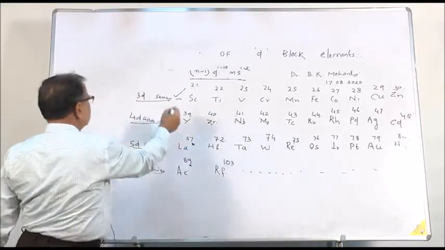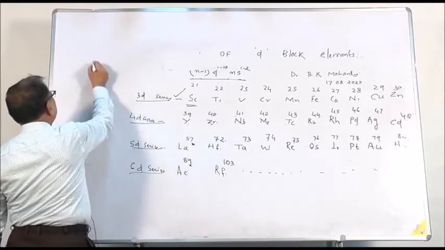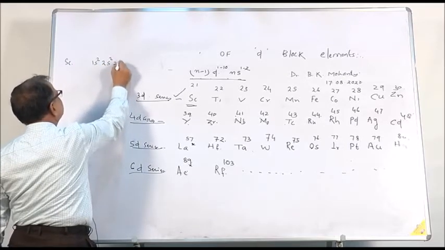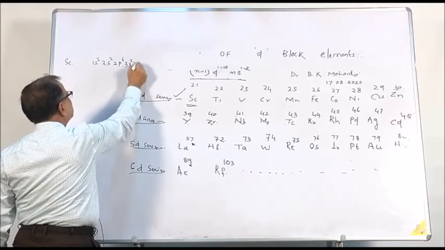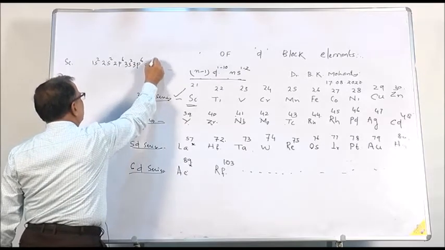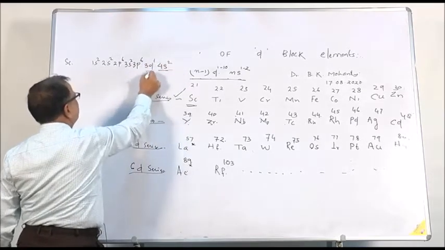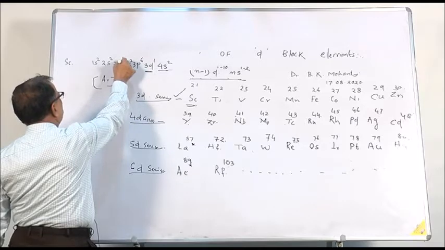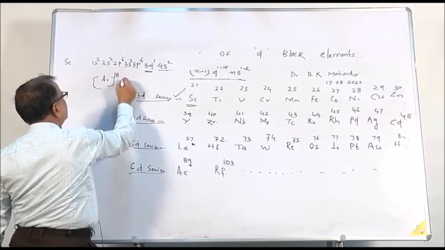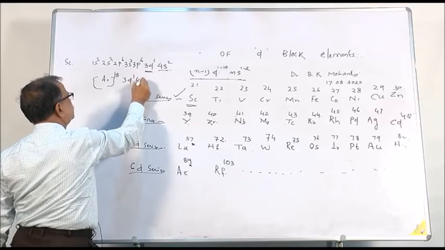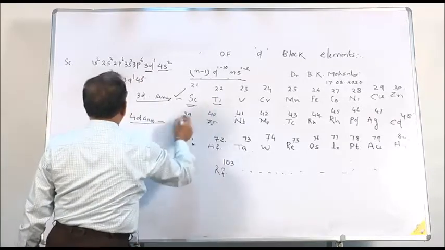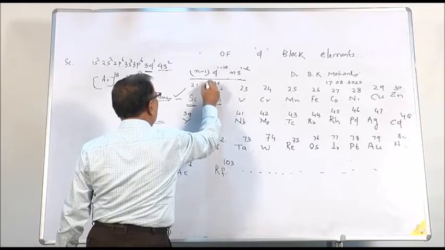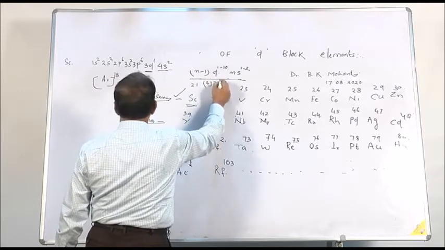Now in the electron configuration, scandium 21 is 1s2, 2s2, 2p6, 3s2, 3p6, 3d1, 4s2. First 4s is filled, then 3d1. So you may write it like this: argon 18, 3d1, 4s2. The configuration of titanium, in a similar manner, will be argon 3d2, 4s2.